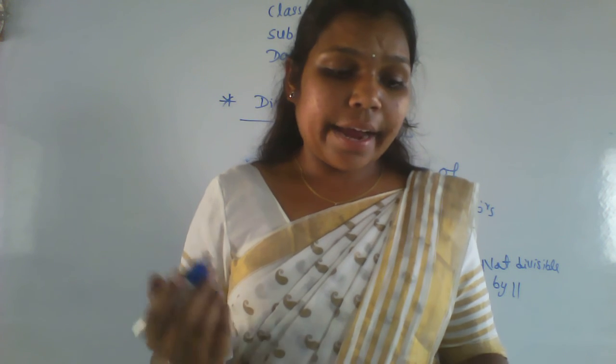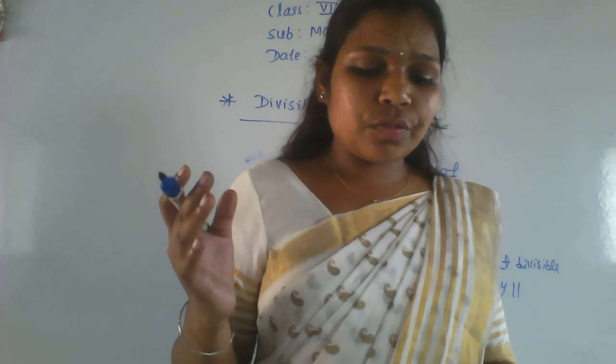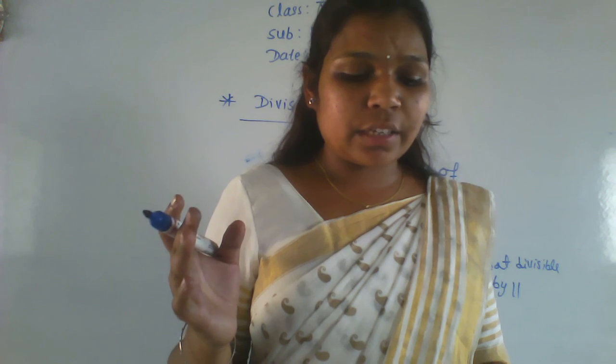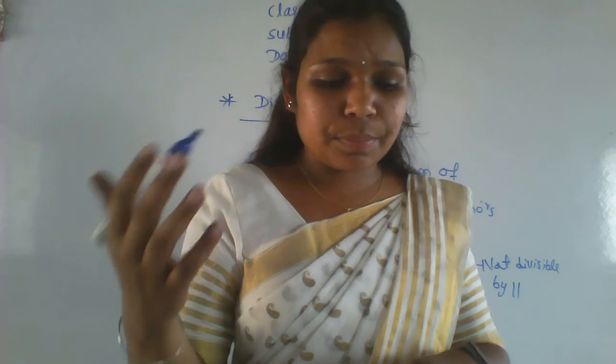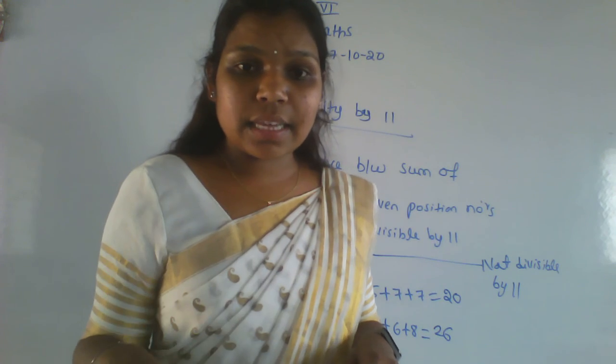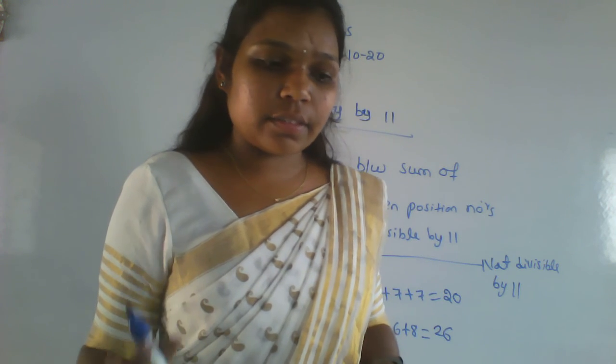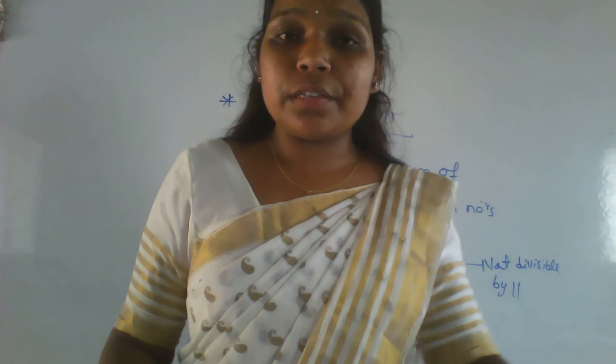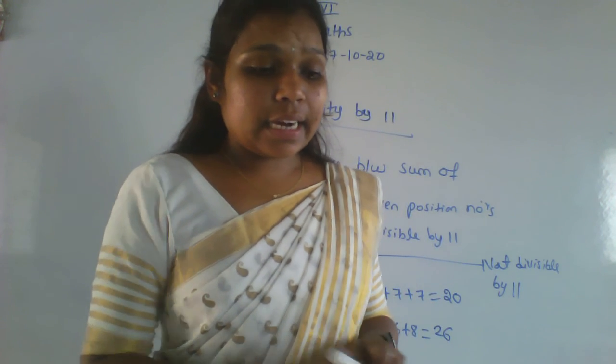And the fourth one: if a number is a factor of each of two given numbers, then it must be a factor of their difference also. As in the previous one we did plus, here we have to subtract, minus. That is the difference. So these are the general properties of divisibility.